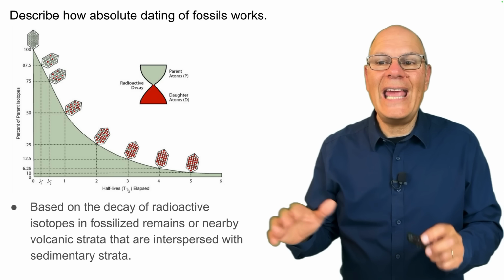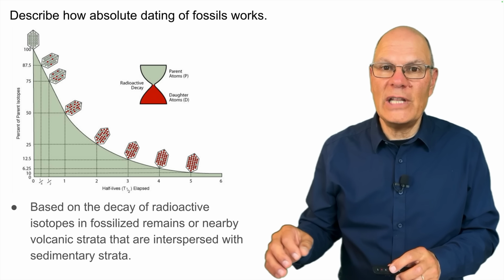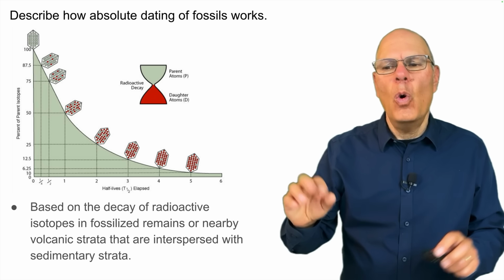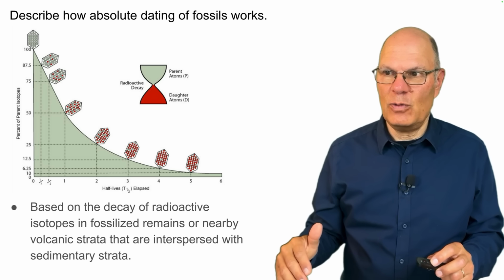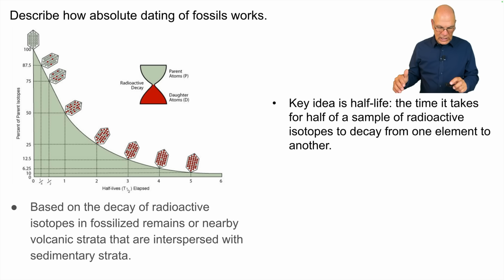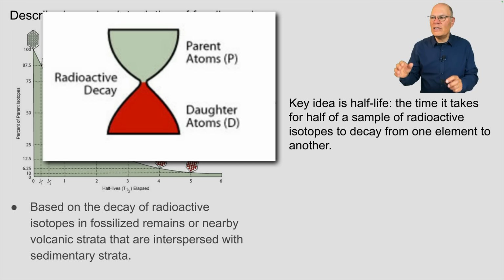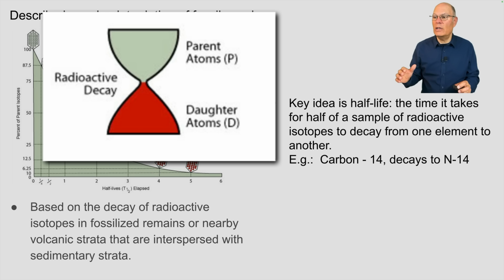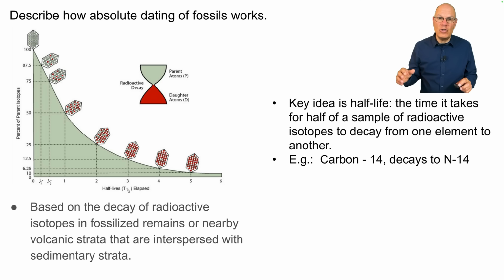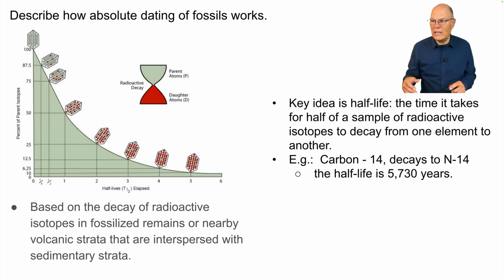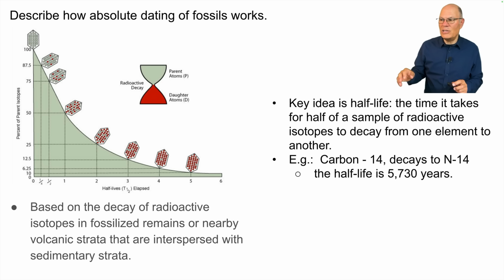It's based on the decay of radioactive isotopes that are in fossilized remains or nearby volcanic strata that are interspersed with sedimentary strata. The key idea is the idea of half-life. That's the time it takes for half of a sample of radioactive isotopes to decay from one element to another. So an example, carbon-14 decays to nitrogen-14. Carbon-14 is radioactive, unstable, it decays to nitrogen-14. The half-life is 5,730 years.